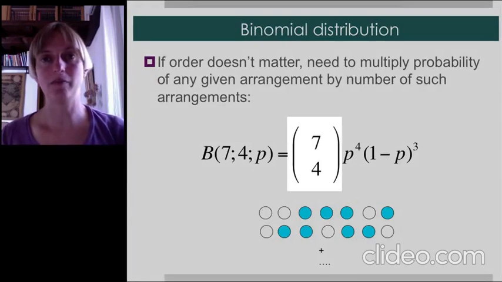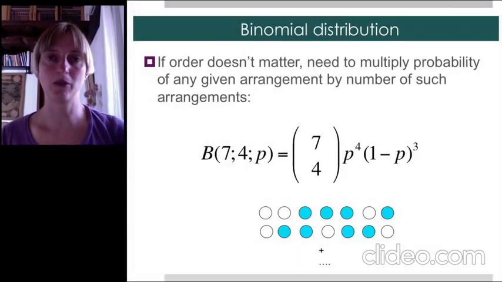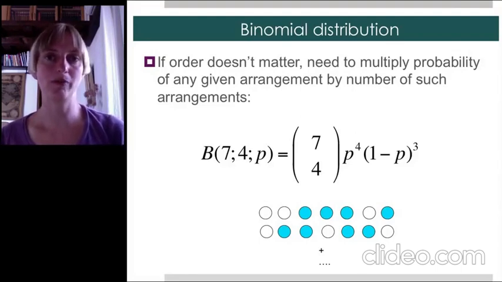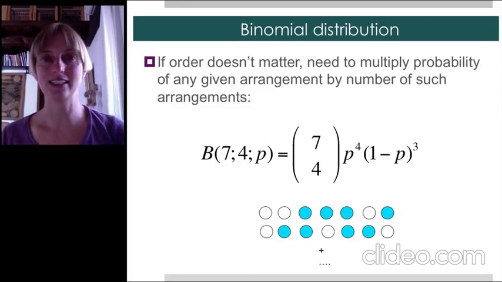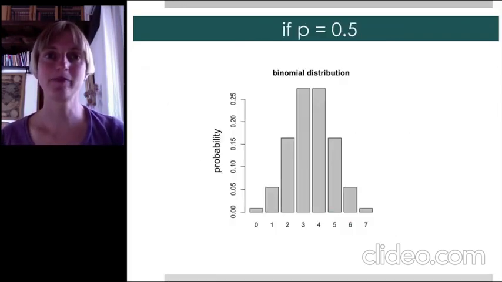So in the end, the binomial distribution tells us that the probability of a particular node having degree 4 in our 8-node probability p graph is 7 choose 4 times p to the 4th times 1 minus p to the 3rd. And that's it. That's how it works.